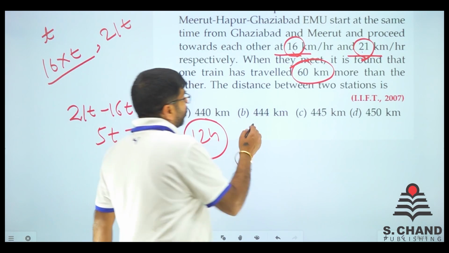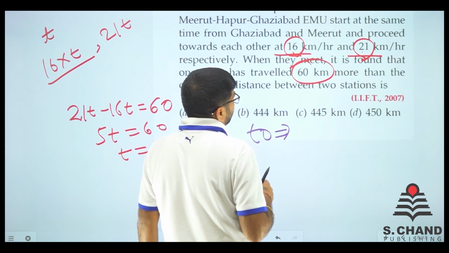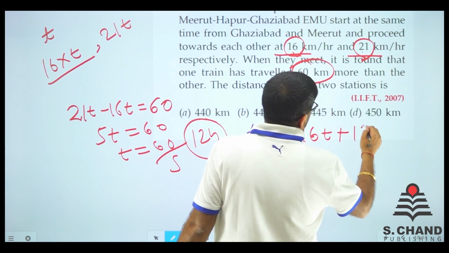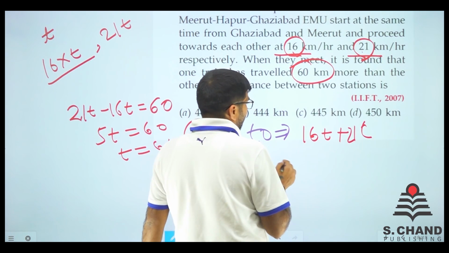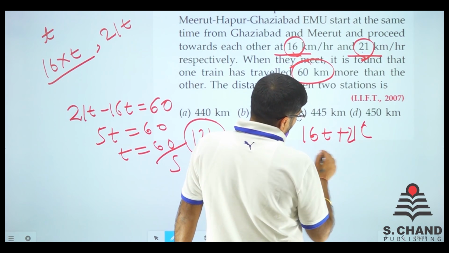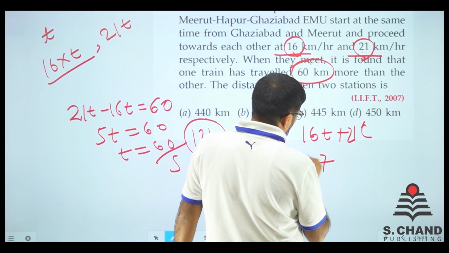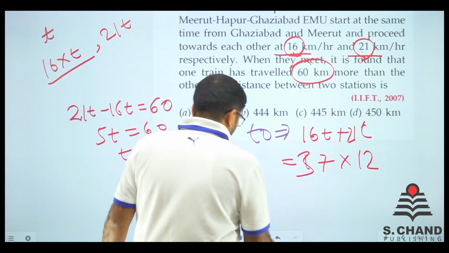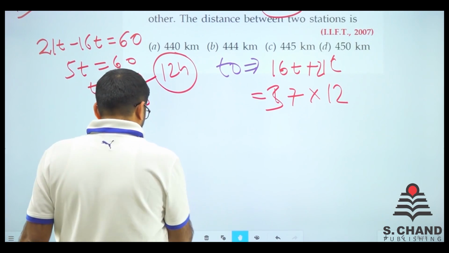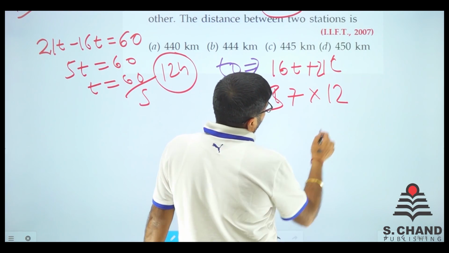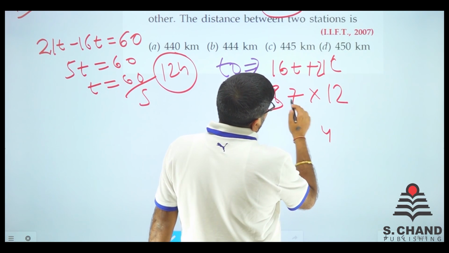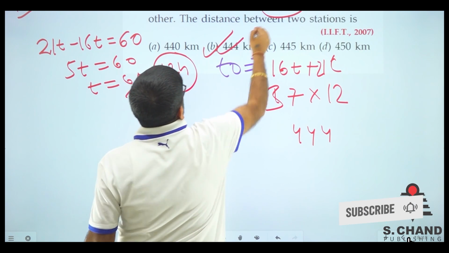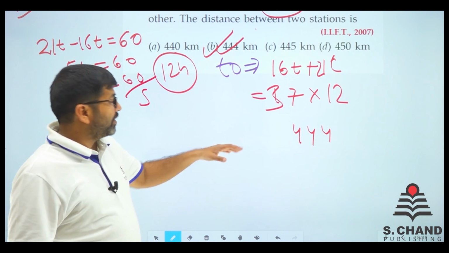So now, total distance travelled. A has travelled 16t and B has travelled 21t. So when we add 16 plus 21, we get 37 into t, and t is 12. So when we multiply 37 into 12, we get 444. Is there any option like 444? Here we go. So we have with us the answer.